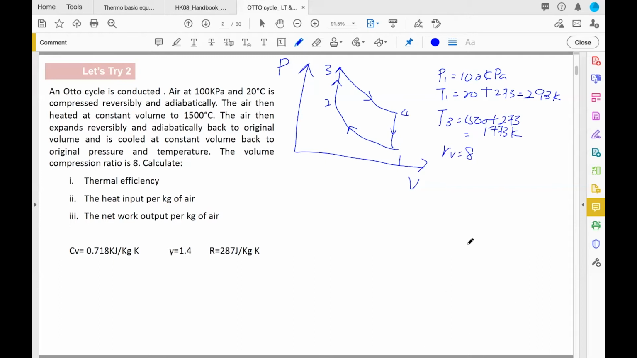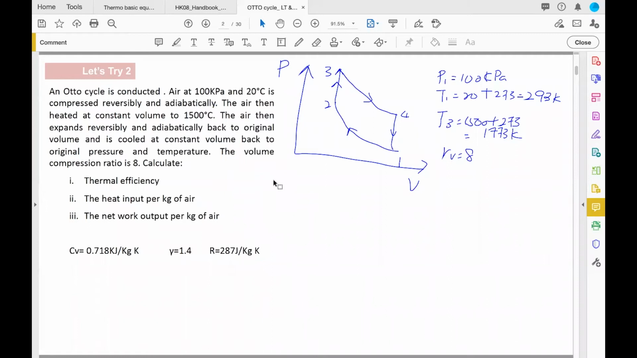What is the thermal efficiency? Since rV is given, that will be easier. So we try the first one first. The thermal efficiency equation is 1 minus rV to the power of minus (gamma minus 1). So 1 minus, rV is 8. Normally because we are using air and we assume it's perfect air, gamma is 1.4. So you will have 0.565.